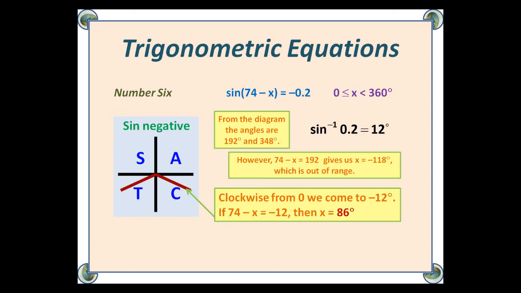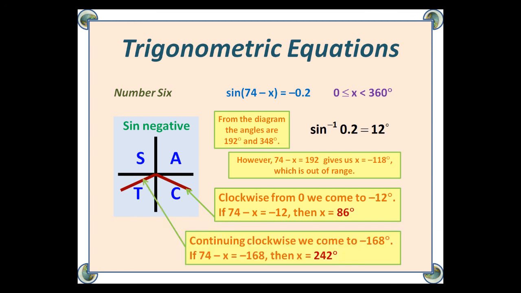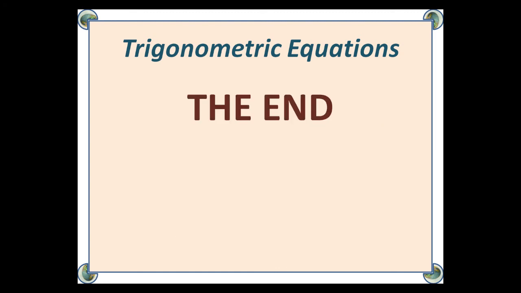So clockwise from 0, we come to minus 12 degrees first in the C region, and if 74 minus x is minus 12, then x is 86, which is in our range. Continuing further clockwise, we come to minus 168. If 74 minus x is minus 168, then x is 242, and again, that's in our range. Here concludes our discussion of trigonometric equations.